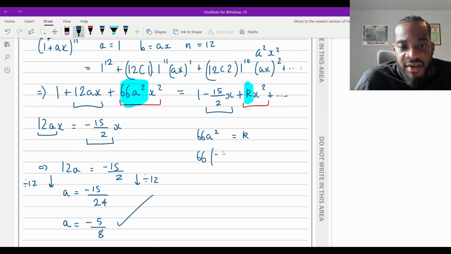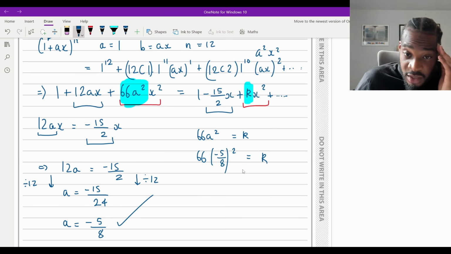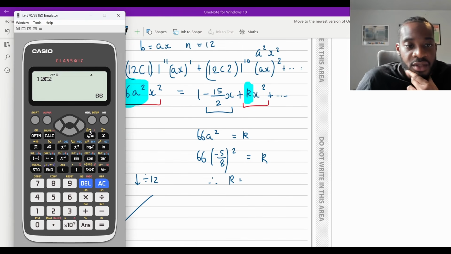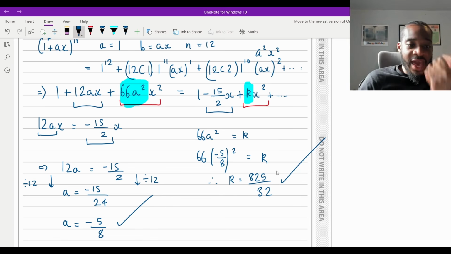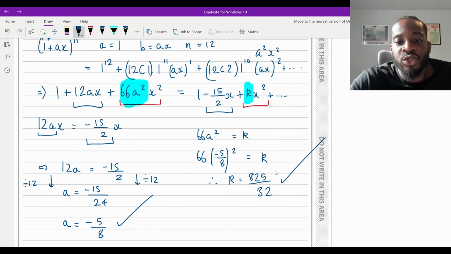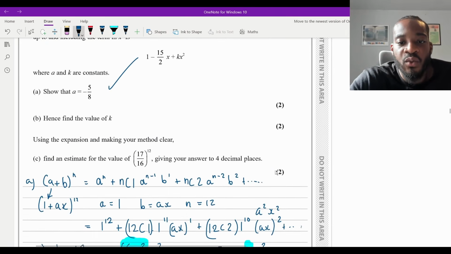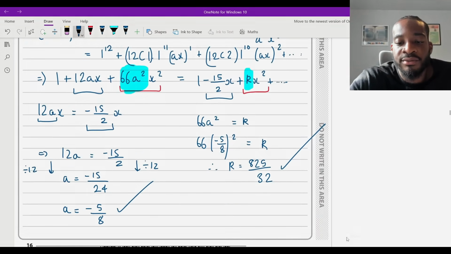So a is minus 5 over 8. So it'll be like that, isn't it? Squared, and then that will equal k. So therefore k is equal to whatever that is. So let's put it in the calculator. 66 times minus 5 over 8 all squared. That is 825 over 32. So that is it. a is minus 5 over 8 and k is 825 over 32. So that is part A and B. We're going to go into part C now.